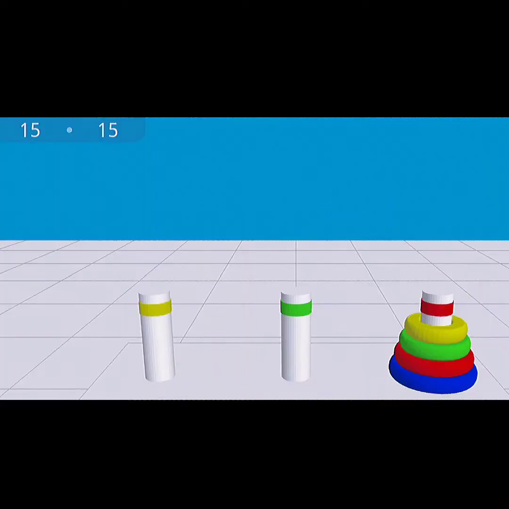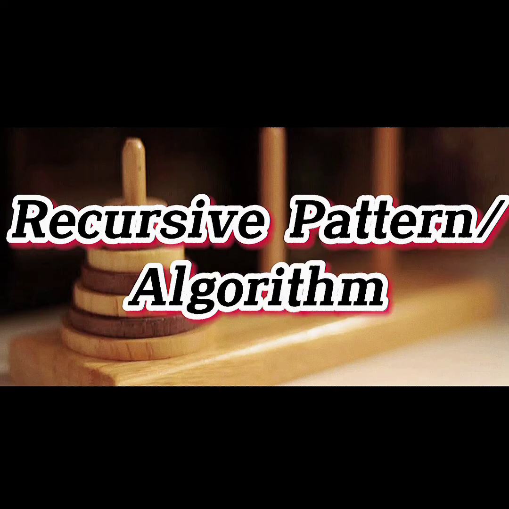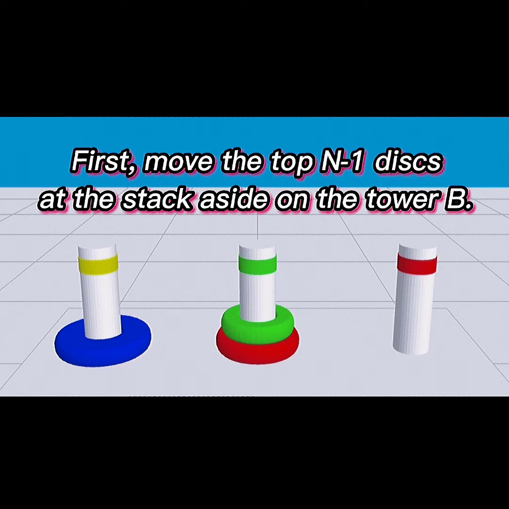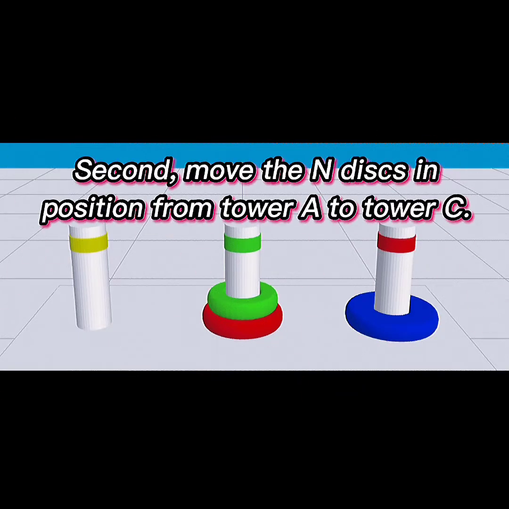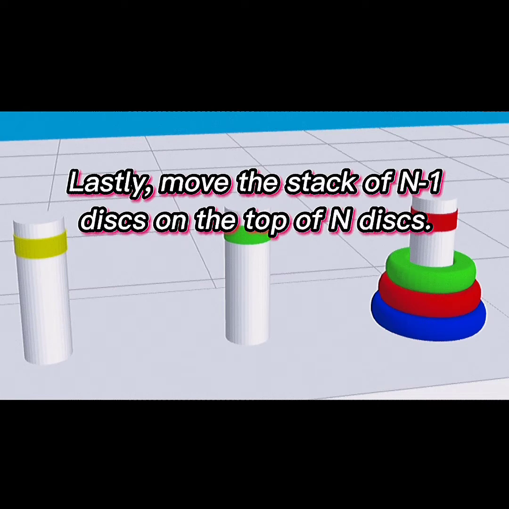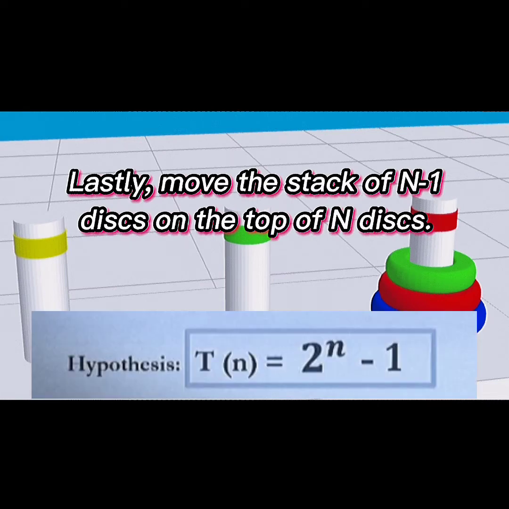We observed that the Tower of Hanoi can be solved by a recursive algorithm. First, move the top n-1 discs of the stack aside to Tower B. Second, move the nth disc from Tower A to Tower C. Lastly, move the stack of n-1 discs on top of the nth disc.